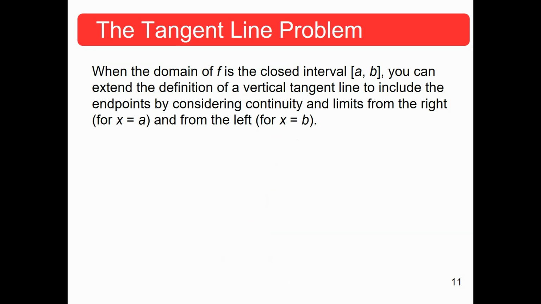And when the domain of f is the closed interval from a to b, you can extend the definition of a vertical tangent line to include those endpoints by considering the continuity and the limits from the right and from the left. This is kind of what we talked about with taking limits, right? We can't take the limit of a closed interval because it has to approach the same value from the left and the right. So what we will say is we can extend that vertical tangent line to include those endpoints if we look at it from the right and the left, and we talk about the continuity and the limits there. So we're talking about those right and left hand limits.